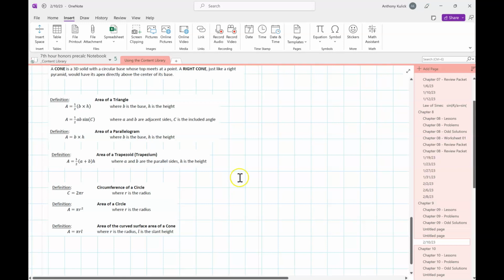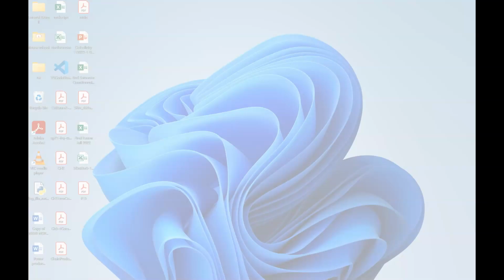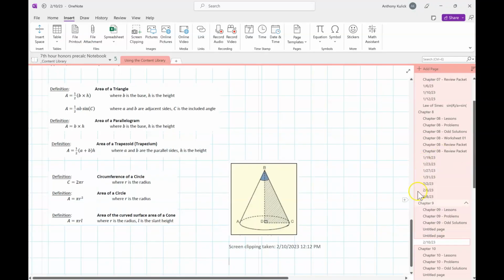For a cone, the area for the curved part of a cone is pi r L, where L is the slant height for the cone. So when we talk about the curved surface or the curved area of the cone, we're talking about not the bottom of it, right?